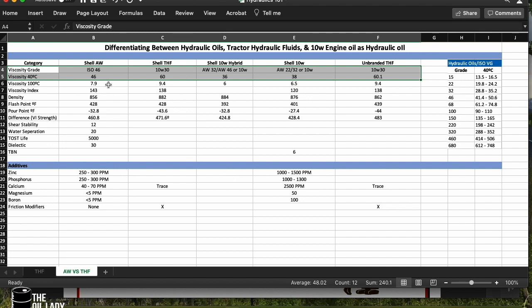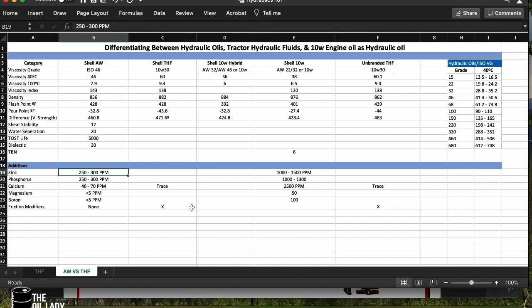But if we're talking about a regular hydraulic oil, the anti-wear agents, zinc and phosphorus, are going to fall within these ranges. Your detergent, which is your calcium, is going to be on the lighter side, falling in 40 to 70 parts per million. These are also detergents, but calcium is your most common one for these applications. And then there are going to be no friction modifiers in this product. So that's your regular hydraulic oil.